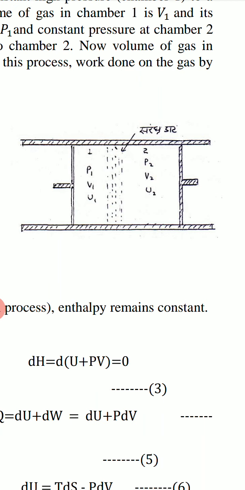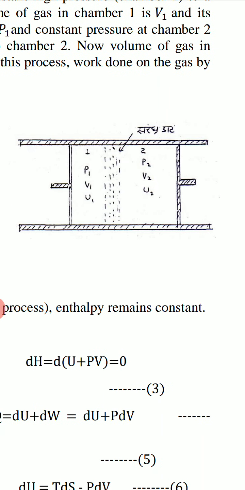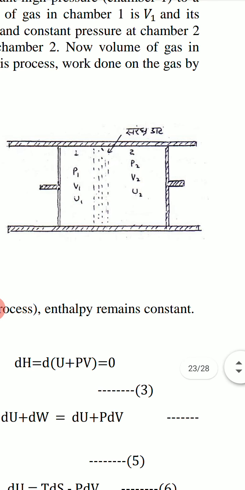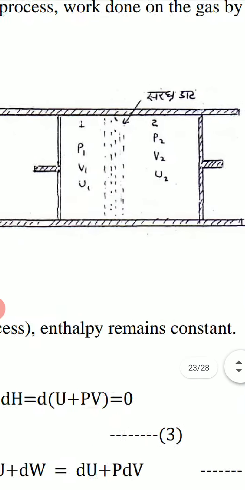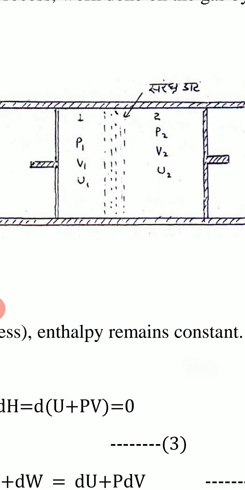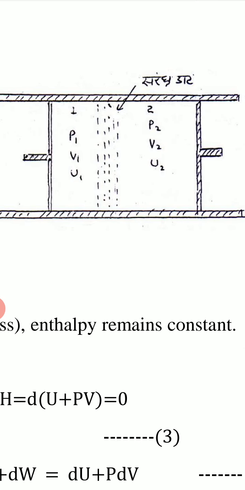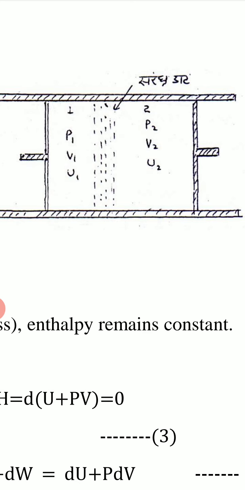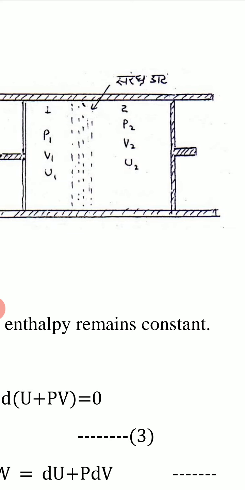On two sides of this porous plug, we have two chambers. On left hand side, chamber 1, and on right hand side, chamber 2. Also, we have movable pistons on chamber 1 and chamber 2.